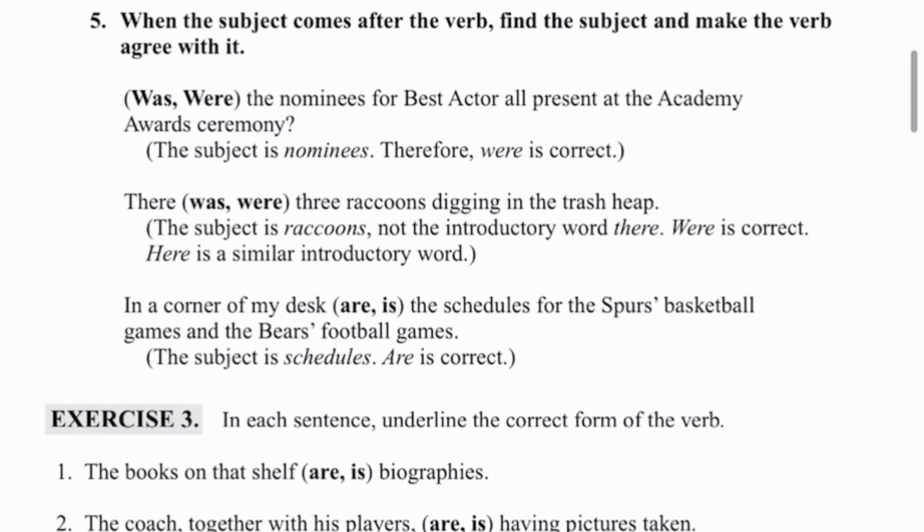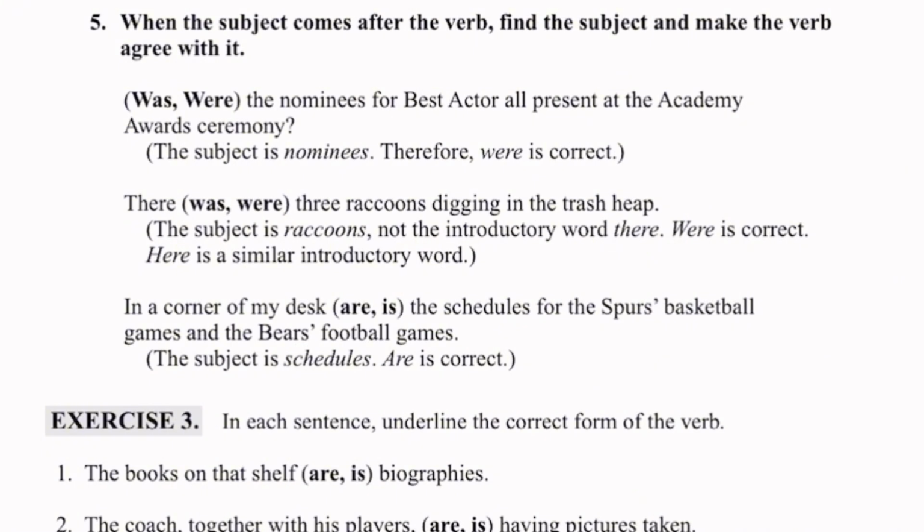Number 5. When the subject comes after the verb, find the subject and make that verb agree with it. Maybe you are trying to look at, okay, where is the subject? For instance, were the nominees for Best Actor all present at the Academy Award ceremony? You can see it's in the form of a question. So where is now our subject? Our subject is nominees. So our answer will be were.